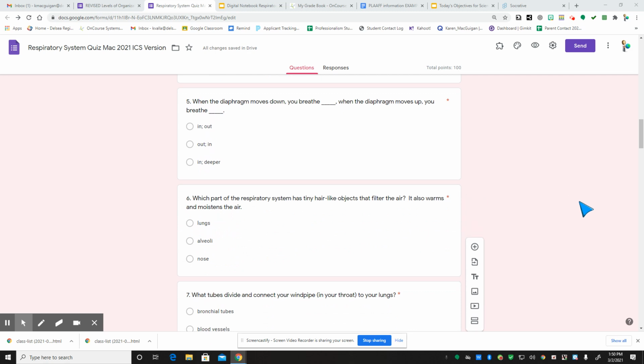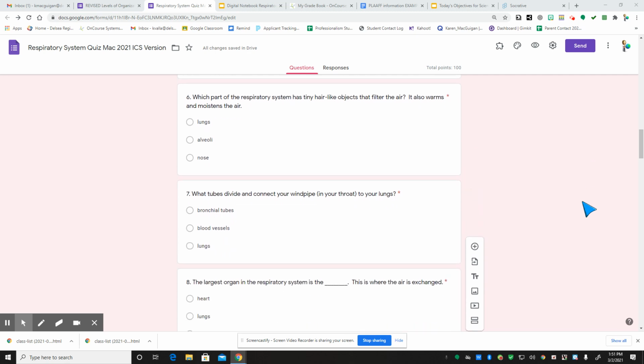Number 5. When the diaphragm moves down, you breathe blank. When the diaphragm moves up, you breathe blank. Is it in, out, in, or in deeper? Question number 6. Which part of the respiratory system has tiny hair-like objects that filter the air? It also warms and moistens the air. Is it lungs, alveoli, or nose?